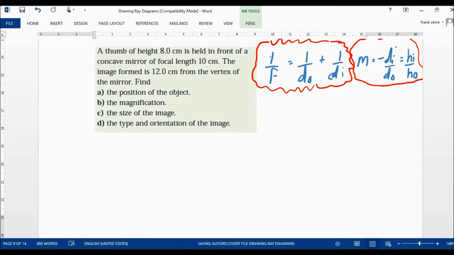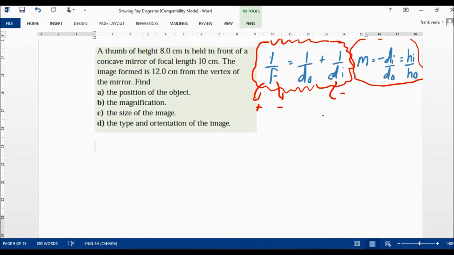And this is really important because for a concave mirror, the focal length is positive. For a convex mirror, the focal length is negative. And di for an image that is virtual is a negative value. For an image that is real, it is positive. So signs are going to play an important role in being able to figure out these questions.